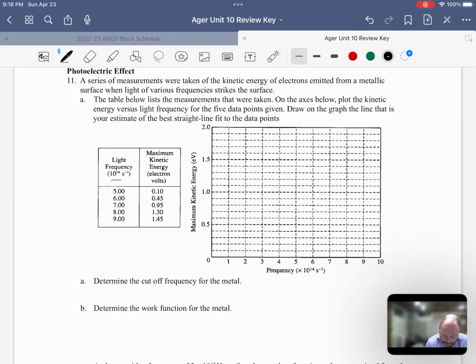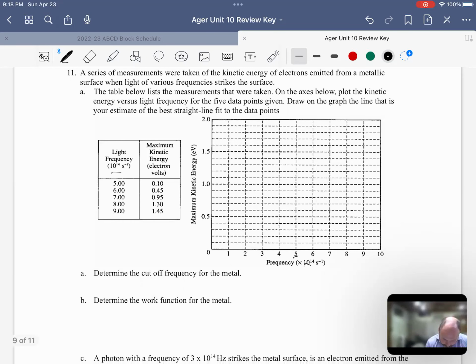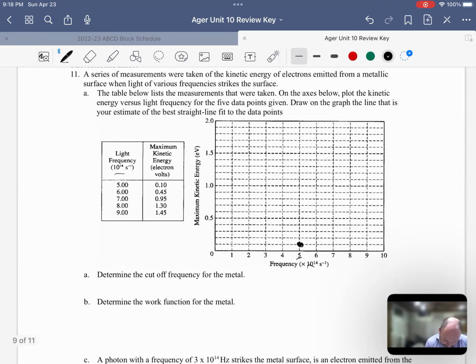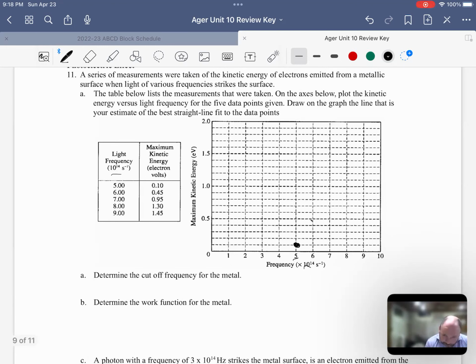So we'd come over to 5 here, frequency of 5 times 10 to the 14th, and we'd go up to 0.1. Oh look, it's already 0.1, so I just put a dot right there. Boom. There's my 0.1. All right, then I go to the next one, 6 and 0.45, which is halfway in between there, right? Right there. 7 is 0.95, so almost a 1, but not quite, so 0.95.